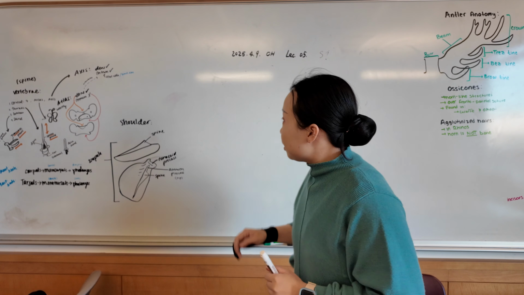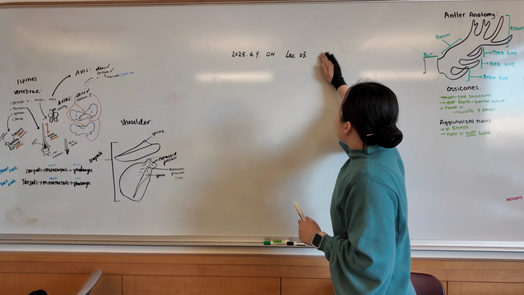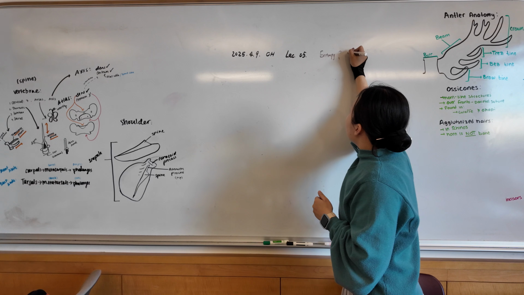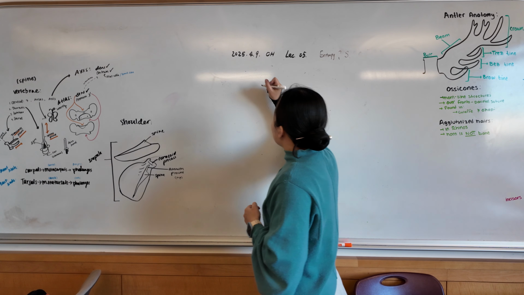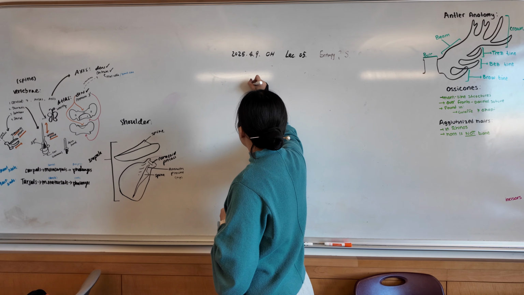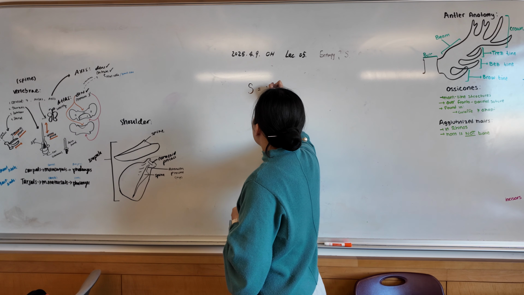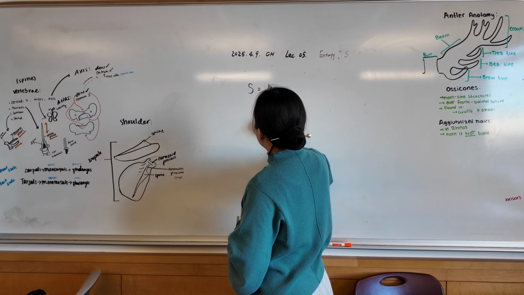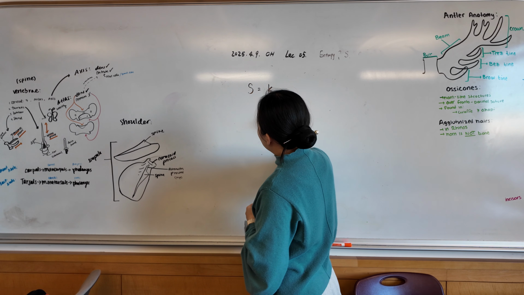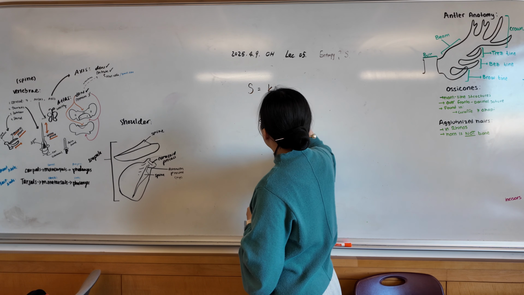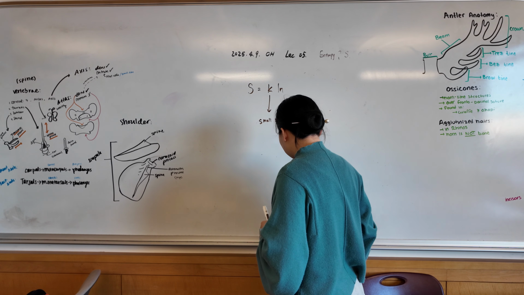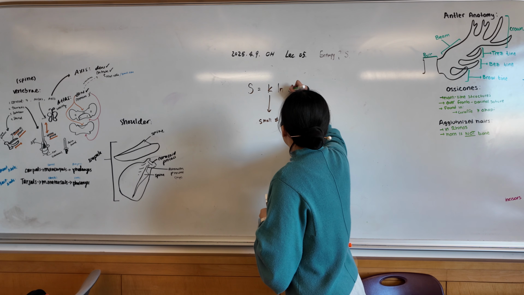So another question asked is, what is entropy? Okay, entropy. So what is S? In the class, I listed S equals k ln omega, where k is the Boltzmann constant. So it's a small number.